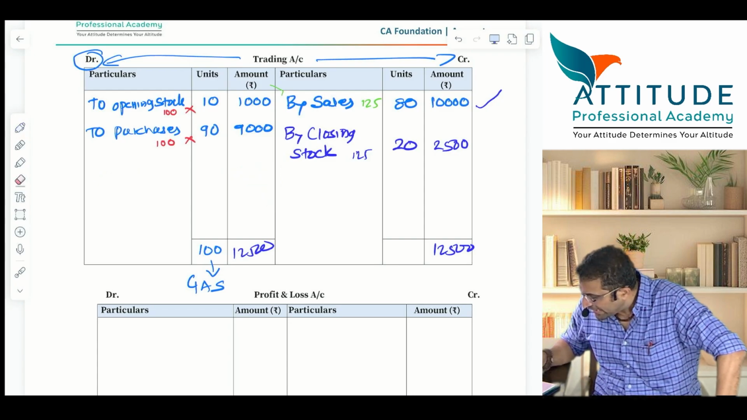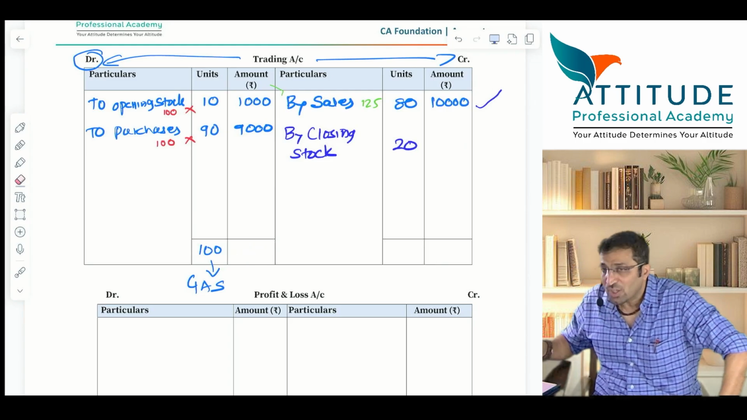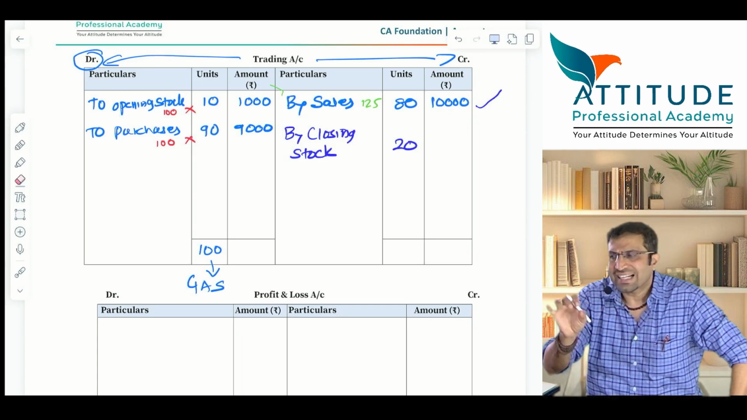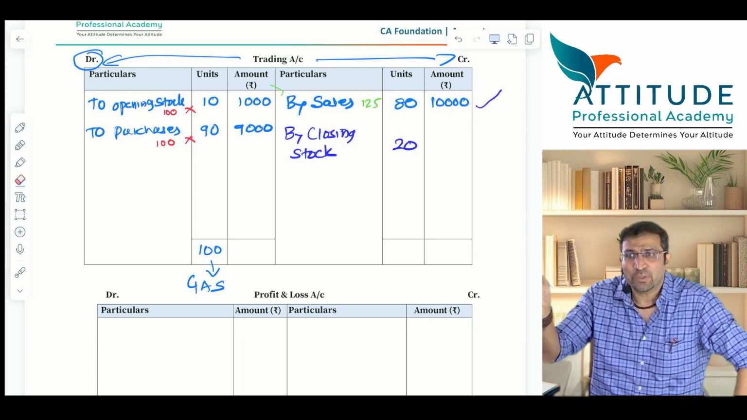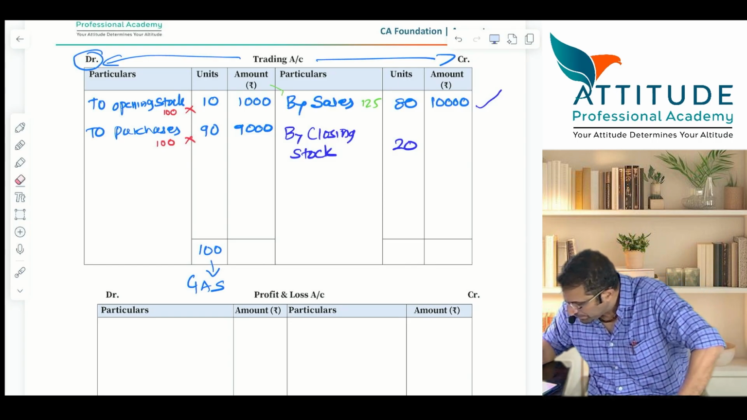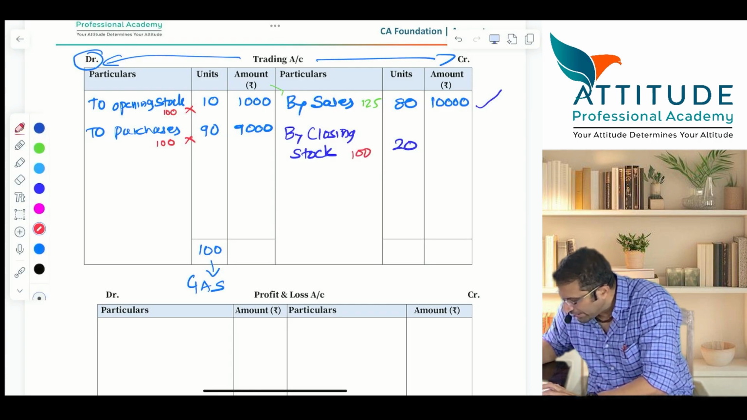So because of this, closing stock should always be valued at cost price or selling price, whichever is lower. Generally cost price only is lower. Right now you take it as selling price for your understanding. It is not exactly selling price, it is NRV, net realizable value. Now tell me, what is the cost price? 100. This also is valued at 100. 100 into 20.